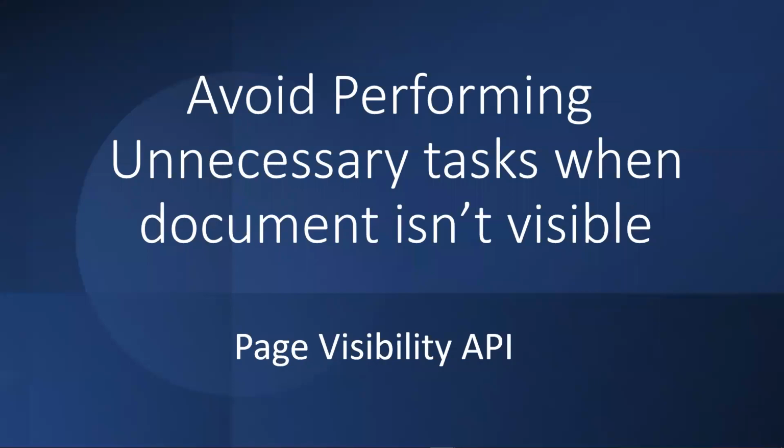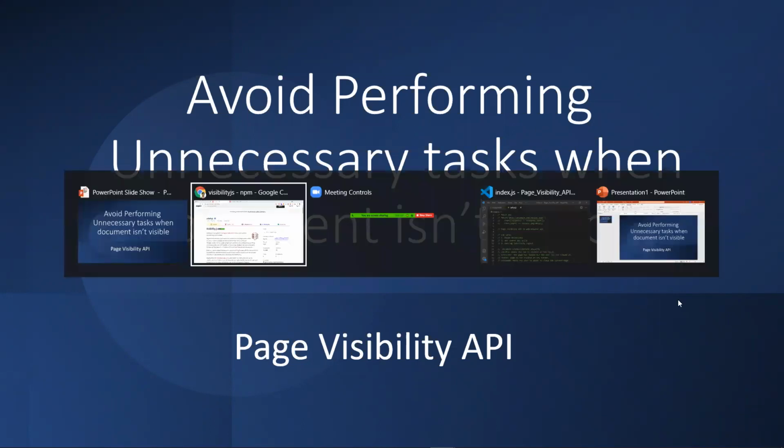Hi all. In this video, let's learn about the Page Visibility API, how it helps us, and how to use that API. By using this API, we can avoid performing unnecessary tasks when the user is not at the active tab, when the document is not in a visible mode. So let's check that with an example.